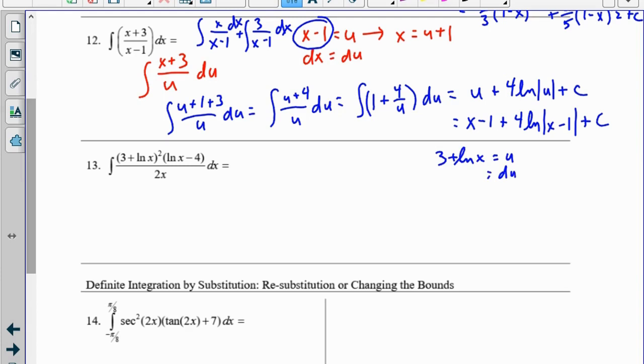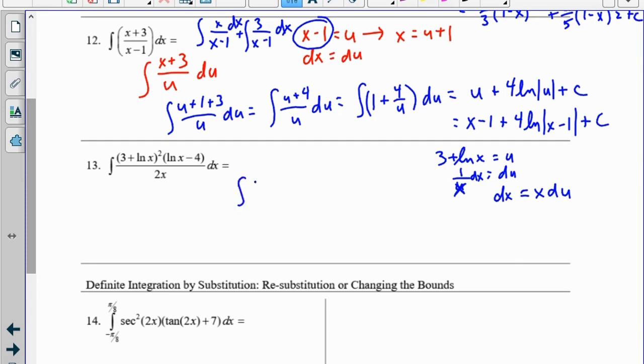So du, the 3 is a constant. Natural log of x is 1 over x when I take the derivative. And then I have dx. So if I want to replace dx with du, I would replace it with another x term in there. So let's just replace what I have and see what I've got left.